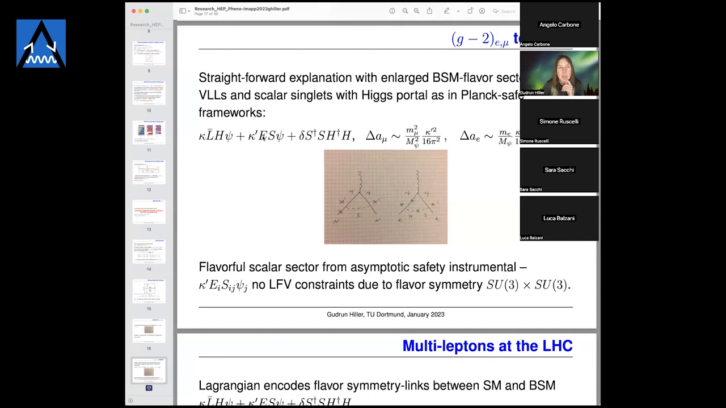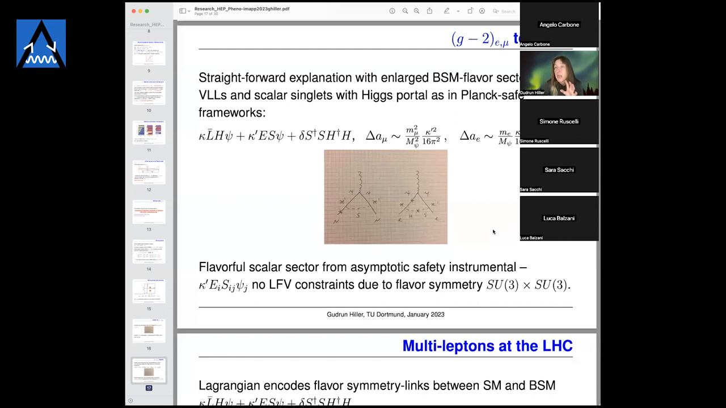And for the electron anomalous magnetic moment, you are involving this chirally enhanced term, which is just linear in the electron mass, which is really useful because the electron mass is a really small number. So it's this diagram. This diagram is then proportional to kappa, kappa prime. And here we have what we call Higgs-scalar mixing. It's proportional to this coupling delta. So you need this portal interaction. So with this, you can do it.